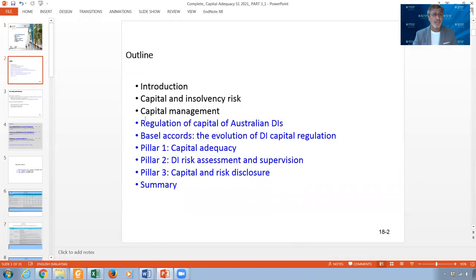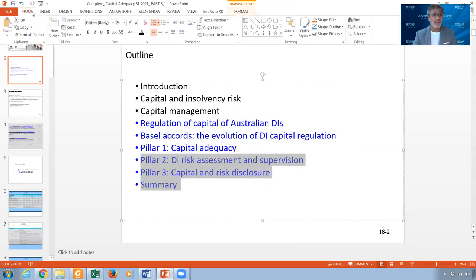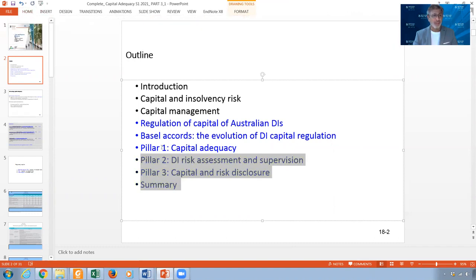This is around 31 slides. This blue font is what we are going to talk about. We will talk here about capital adequacy until this part. Pillar 2 and Pillar 3 we'll talk about in the fourth part, but our main concern is only this one, and it's a lot of work, actually.